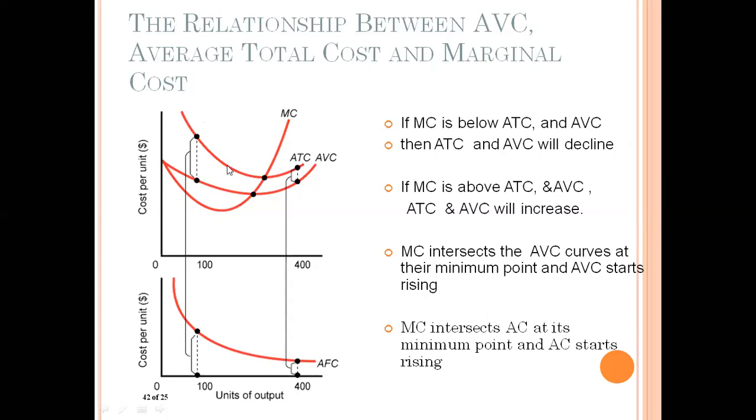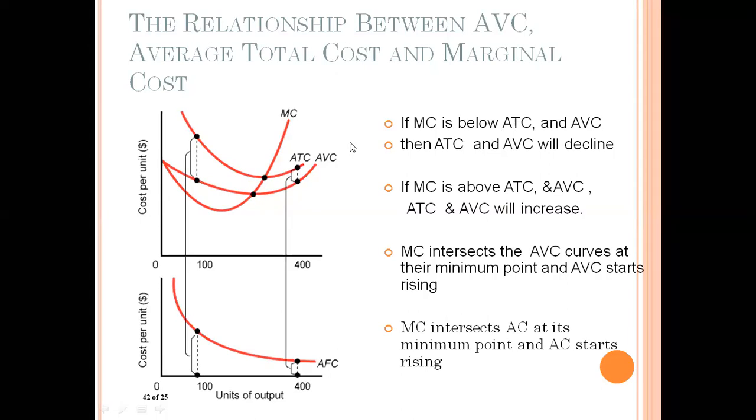अच्छा. Then when it comes to their minimum points, what we are observing is that the MC curve is cutting both AC and AVC at their minimum point. AC और AVC के minimum point पे MC curve उनको cut करते हुए rise कर रहा है, right? And when all these three curves are rising, then what do we see? We observe that now MC is greater than AC, then AVC. This is the nature of the relationship between AVC, AC, and marginal cost, that is MC.